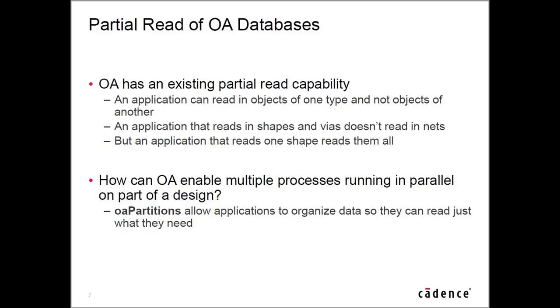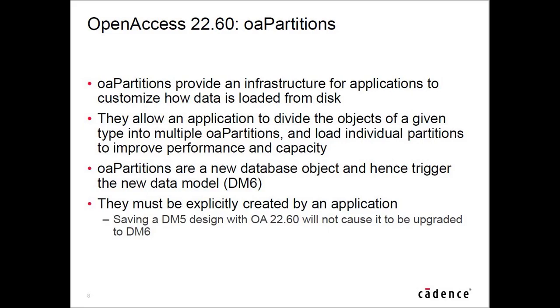So what we decided to create was the ability for applications to organize their data in the way that they need in order to achieve the capacity and performance improvements that they're looking for. And then you'd be able to, for example, access just the data you need from one of several processes running in parallel. So the way that we're enabling that is a new class in Open Access called OA Partitions.